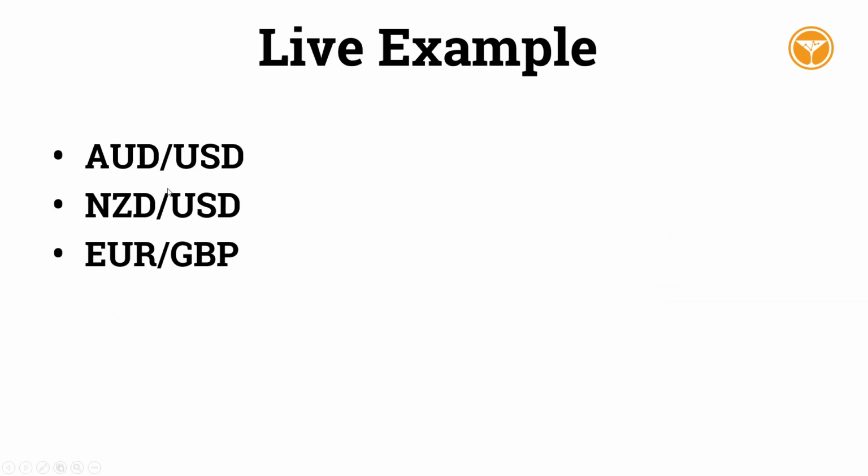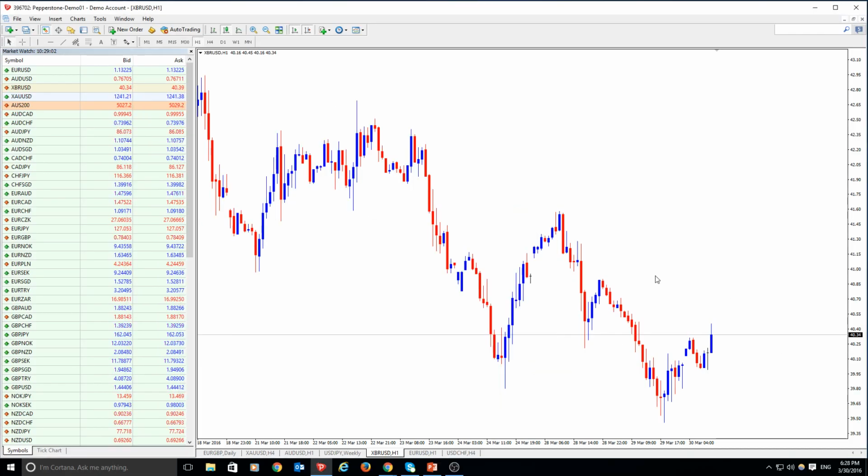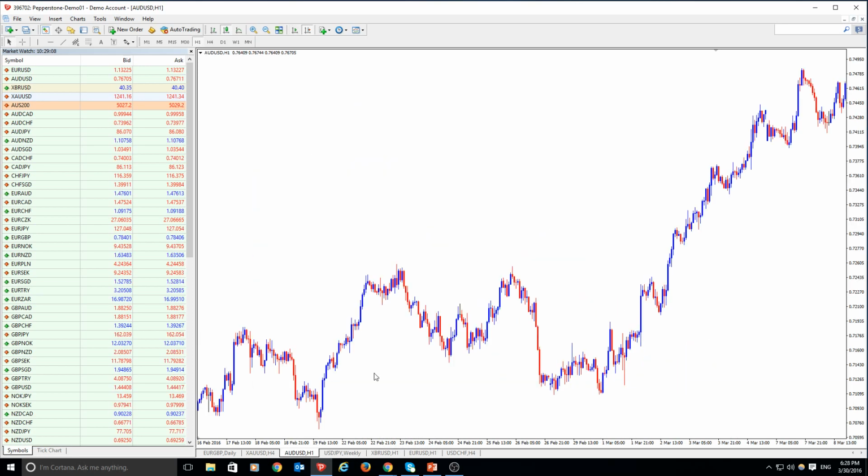So speaking of live examples, the Australian US dollar is definitely on our radar tonight. New Zealand USD as well. There's quite a lot of topical things to talk about there. And then we've got the Euro and Great British Pound. So let's dive into the charts now and take a look at a few of the things. We'll start with the Australian US dollar.